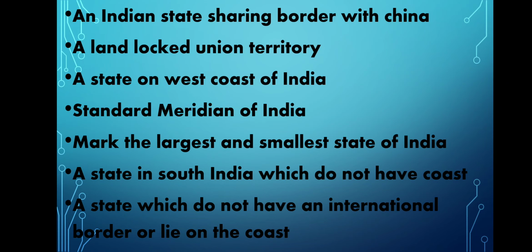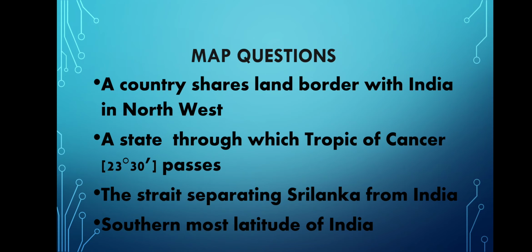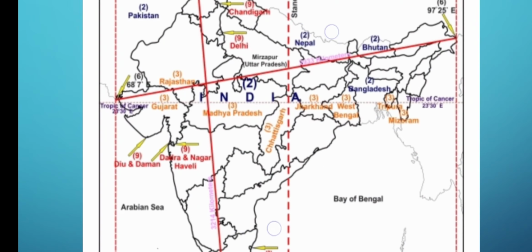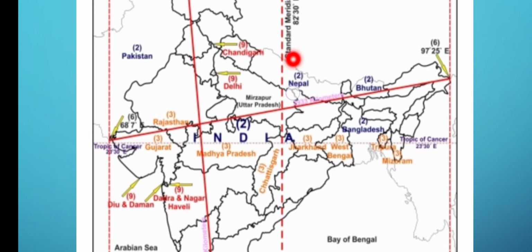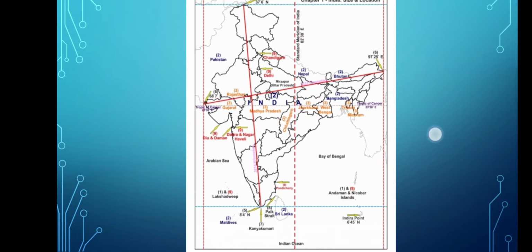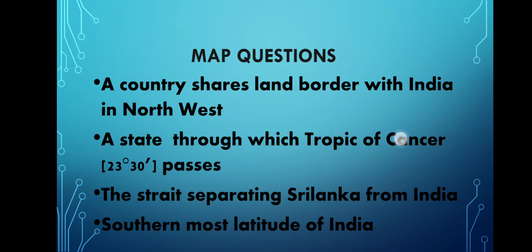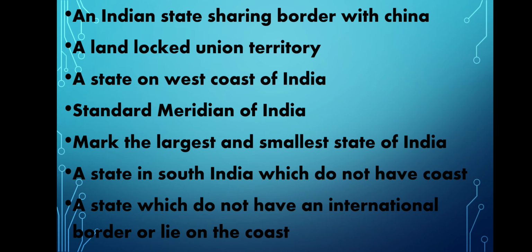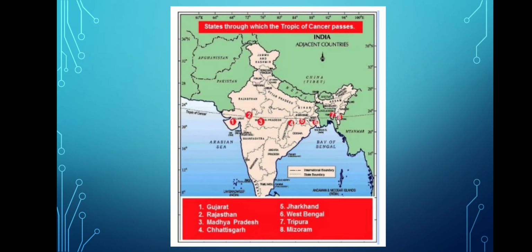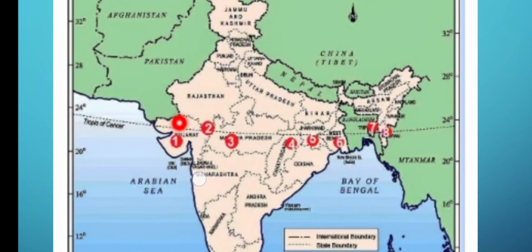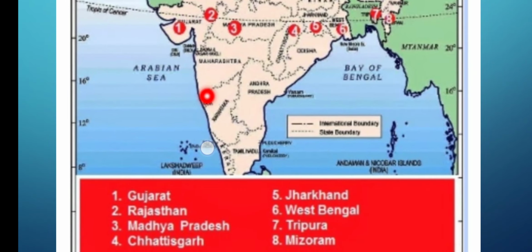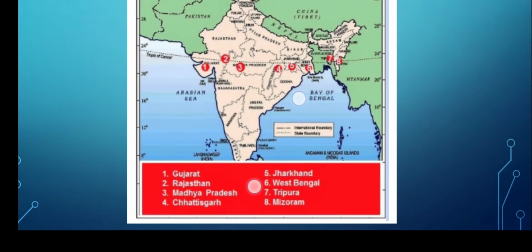Standard meridian of India. Just now I have shown you from the map the standard meridian of India, which is passing through Mirzapur in UP. This line you have to draw. Next question is mark the largest and the smallest state. So which one is the largest state in terms of area? Rajasthan. And the smallest state is Goa. So from the map, the largest and the smallest state you will prepare. This one is Rajasthan, the largest state, and this one is Goa, the smallest state in terms of its area.